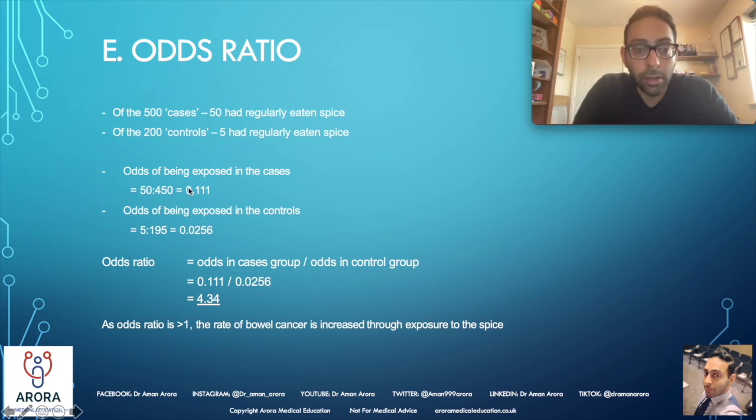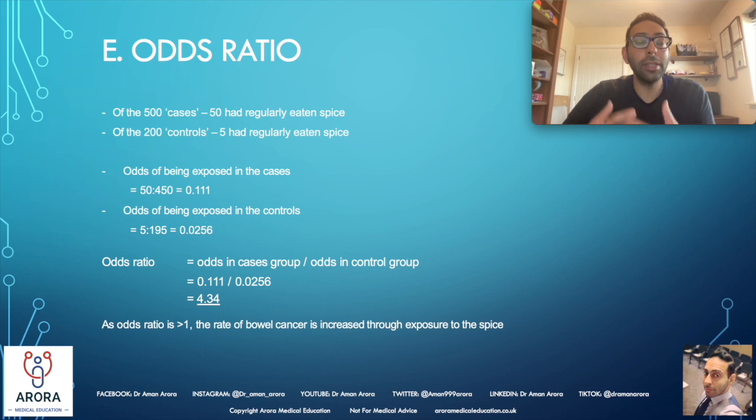So to calculate odds, you look at the number of events. So in this case, it's 50 people had eaten the spice, over the number of non-events. So it's 500 minus the 50, which is 450. So 50 divided by 450 is 0.111. That's the odds of being exposed to the spice in the cases group. Then you got the absolute odds. So if you had to calculate that as a question, that's what they're asking you to do. That's how you do it.